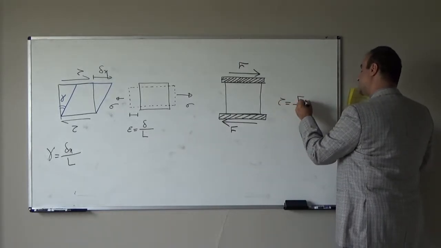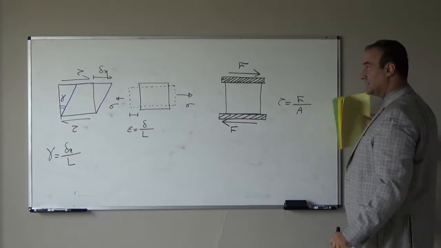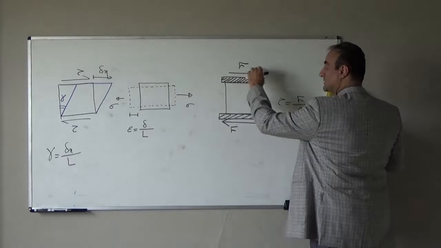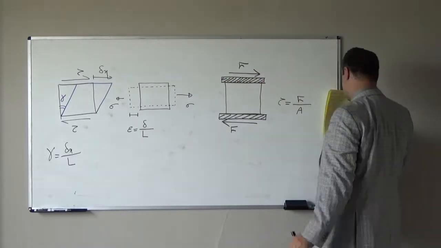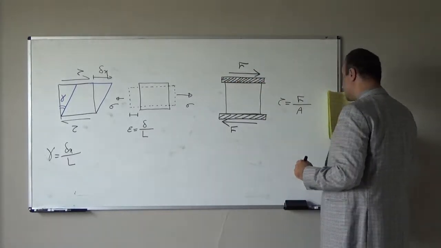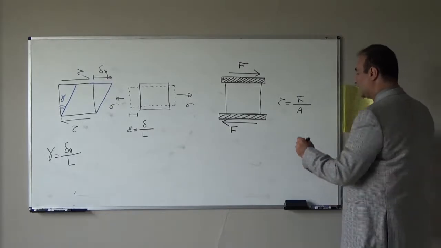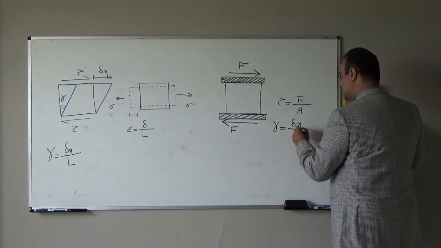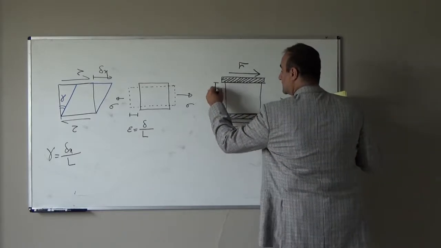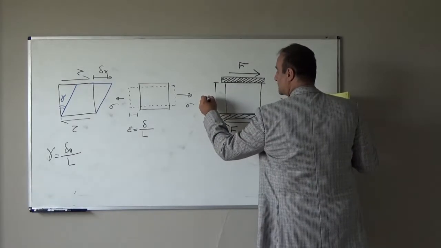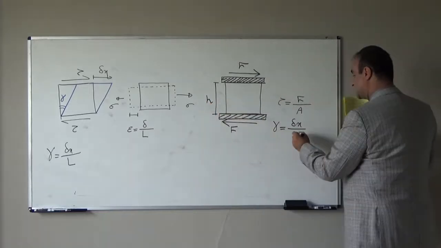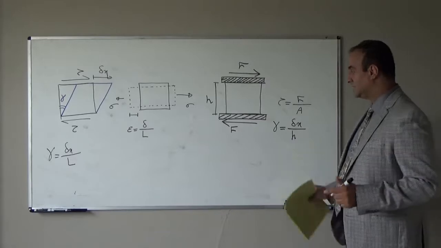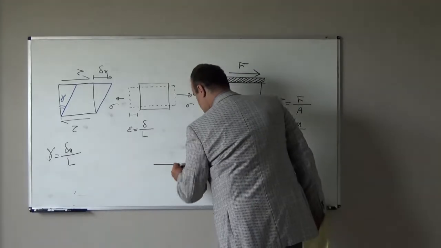It will be force divided by cross-sectional area. This cross-sectional area is the area this load is tangent to. And we can calculate the gamma. Gamma will be deformation divided by this height. For example, I show again here, I can calculate gamma as well.